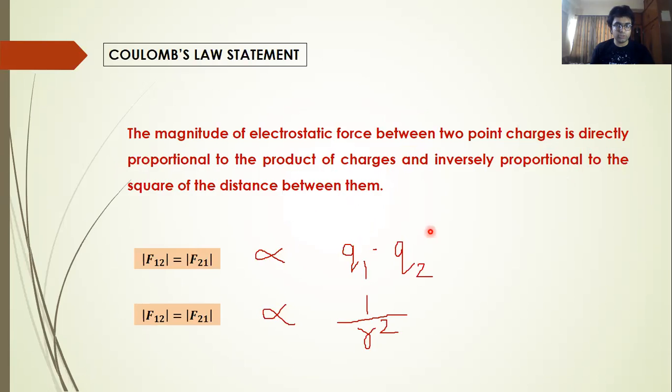Product of charges means Q1 into Q2. We have done the product here. That is the product of charges. Two charges, their product is Q1 into Q2. Okay, and here the magnitude of F12 is equal to the magnitude of F21, which is inversely proportional to the square of the distance between them. So this is the statement of Coulomb's law, and from these two relations we are going to see what will happen next.